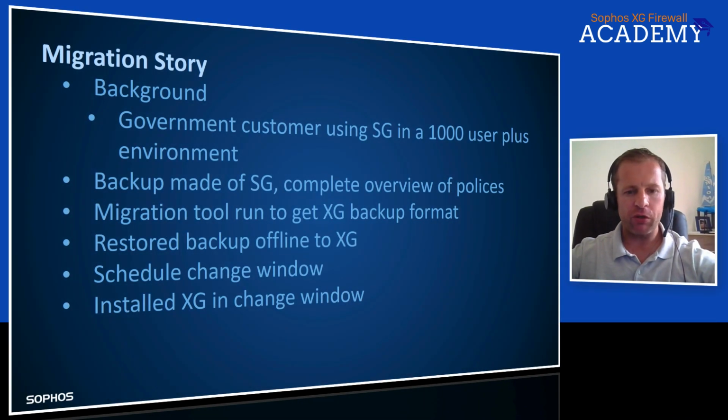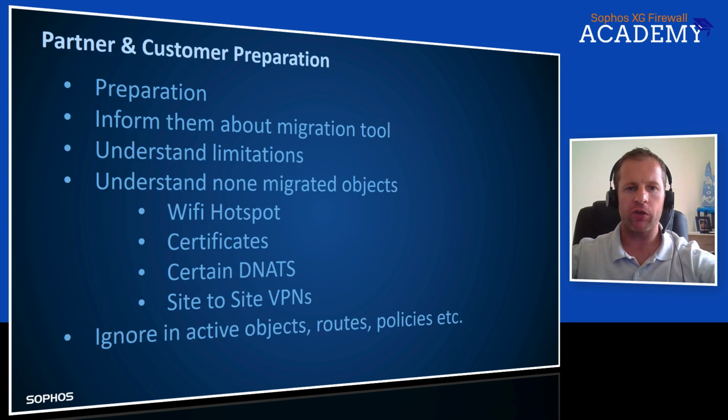The change window was approved for us, and then we installed the XG in the change window time frame we had. So what was key? The key was preparation. Obviously, we had to prepare properly. We had to log on to the actual SG and make sure we had all the config ready. There are a lot of nitty-gritty things you can forget about, like site-to-site VPNs.